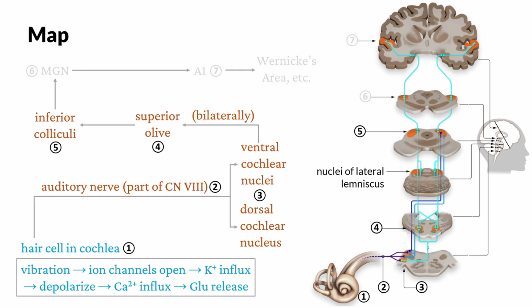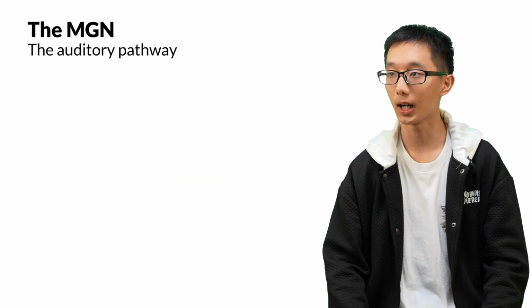Here is the map. Out from the cochlea, we go through the auditory nerve to the cochlear nucleus. The cochlear nuclei then bilaterally project to the superior olive, which goes through the nucleus of lateral lemniscus and reaches the inferior colliculi. Now, up to the thalamus.